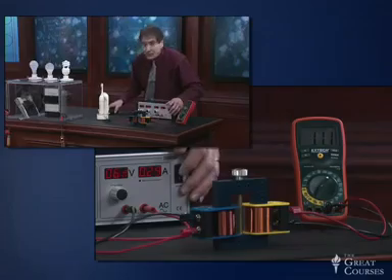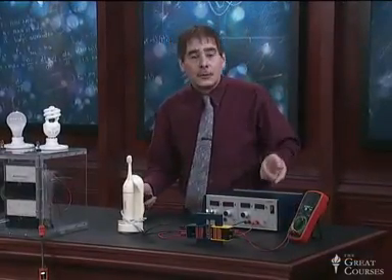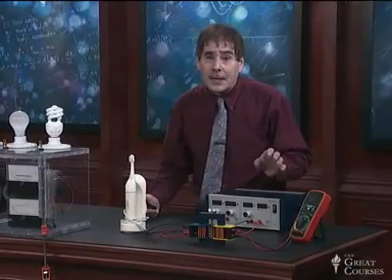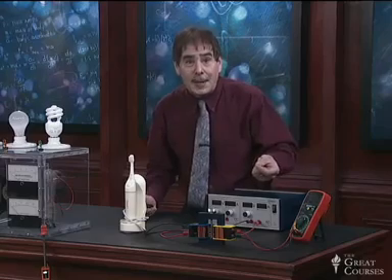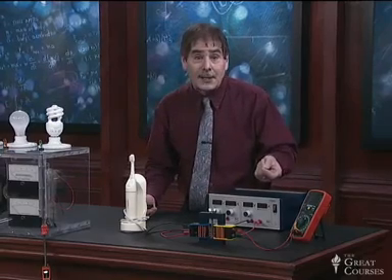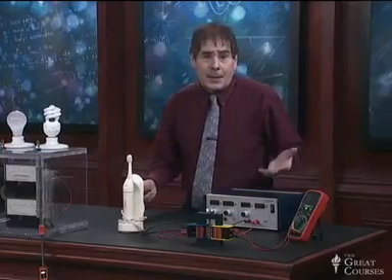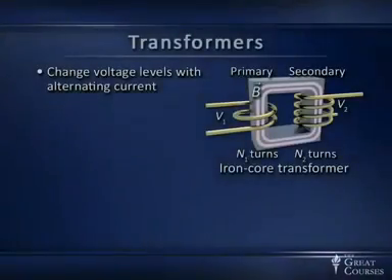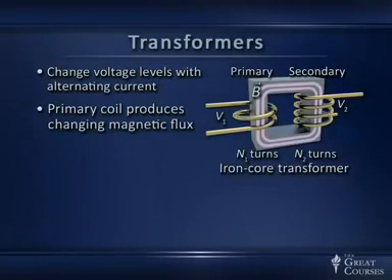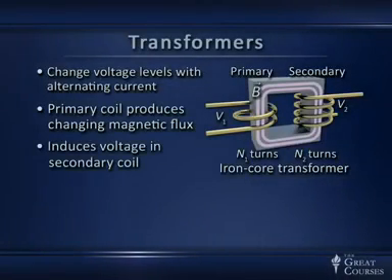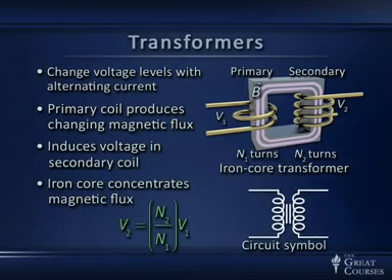And we use transformers widely throughout the power system to alter voltage levels. That's one reason we use alternating current, because alternating current makes changing magnetic fields, and changing magnetic fields make electromagnetic induction, so we can easily change voltage levels. So there's a quick look at how transformers work. They change voltage levels with alternating current. There's a primary coil producing changing magnetic flux. That induces voltage in a secondary coil, and this iron core that we have here concentrates the magnetic flux.